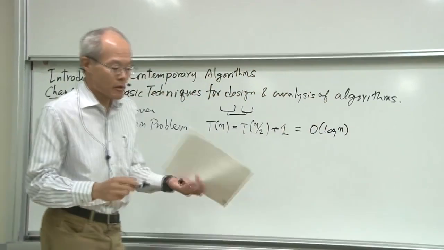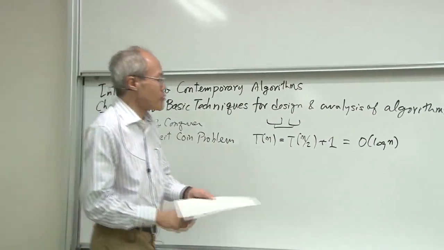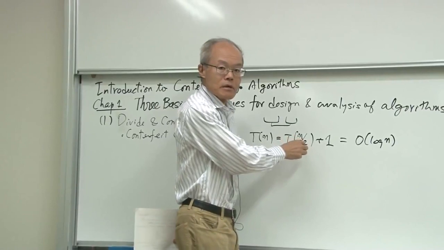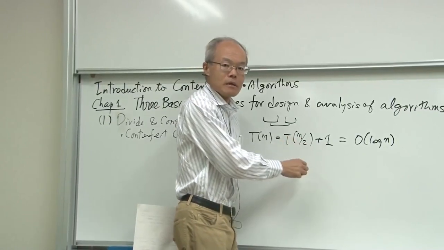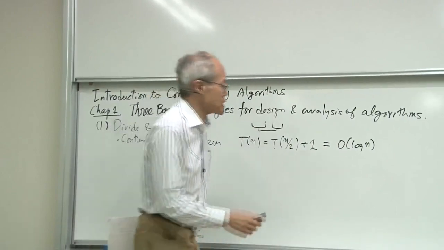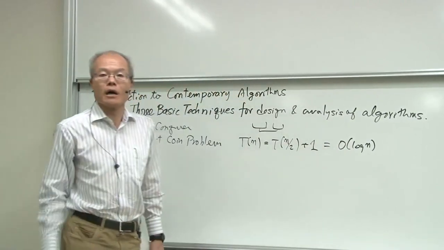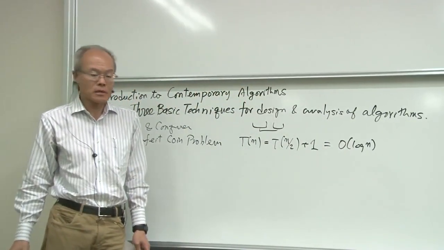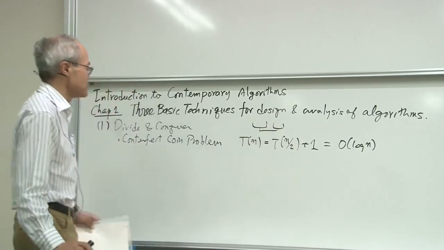Log n. Why log n? Because the problem size becomes 1/2, then 1/4, and 1/8. Then it becomes constant after log n steps. And at each step, we spend just one weighing. Okay, that's why it's log n.